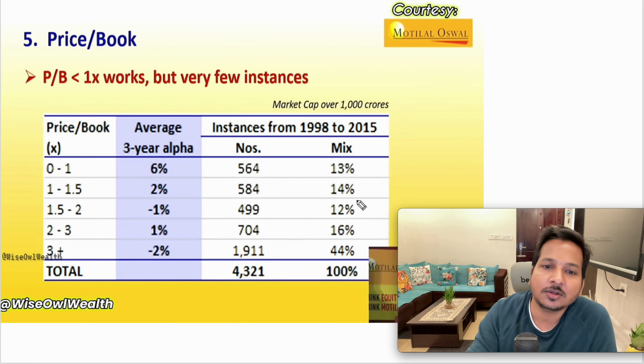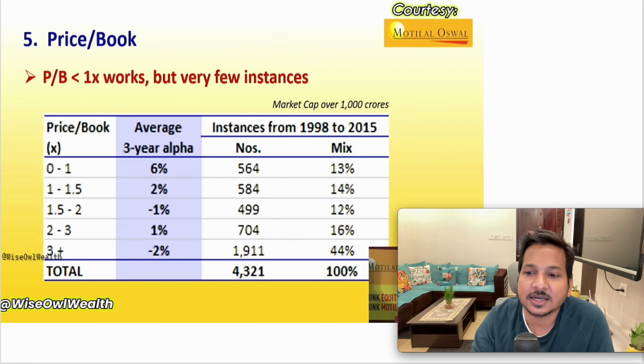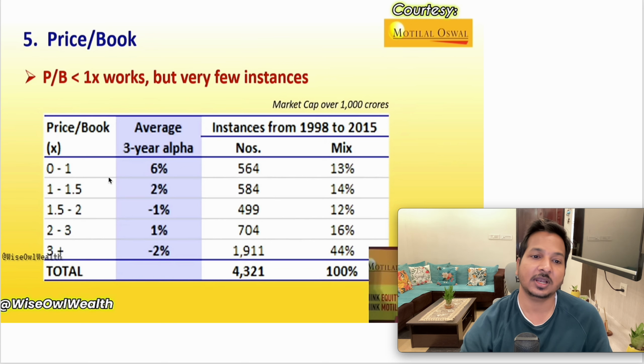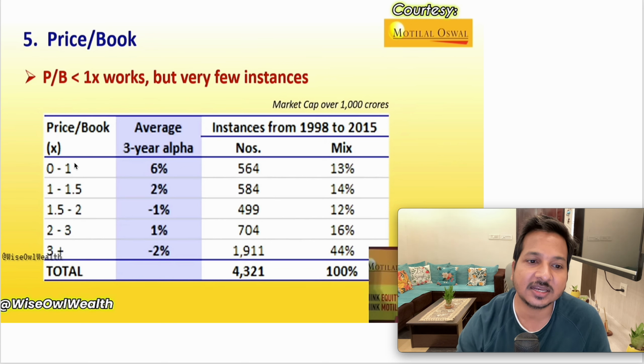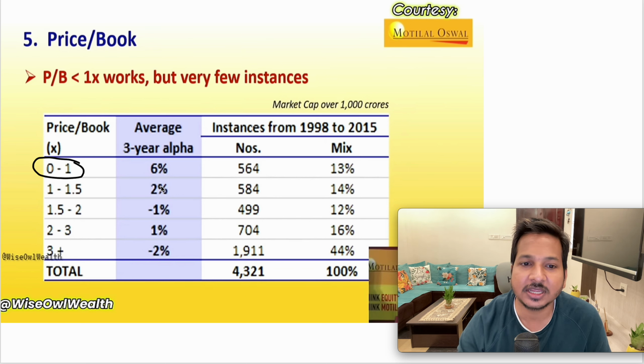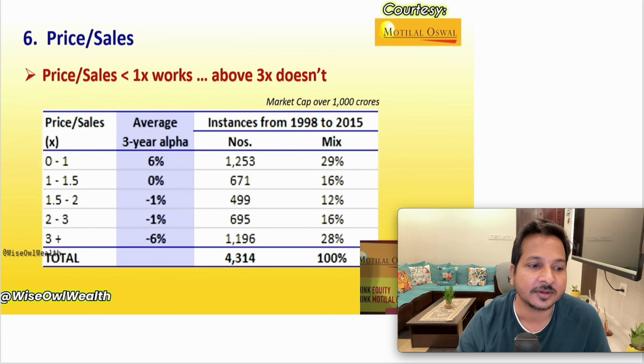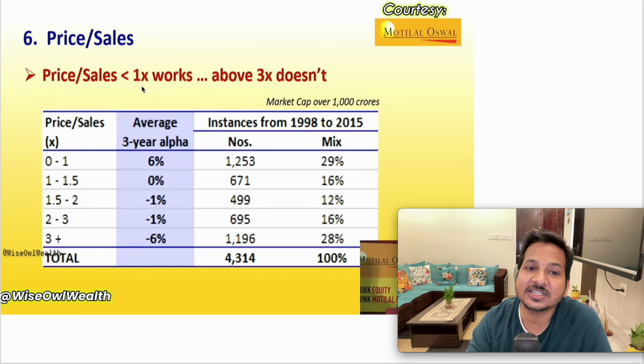So like this you will see some good companies available at less than book value, price to book value less than 1. In some cases, when the market situation is not good, that is the time to buy them. That will give you an alpha of 6%. Like this, price to sales, if it is less than 1x, this will also give you alpha.